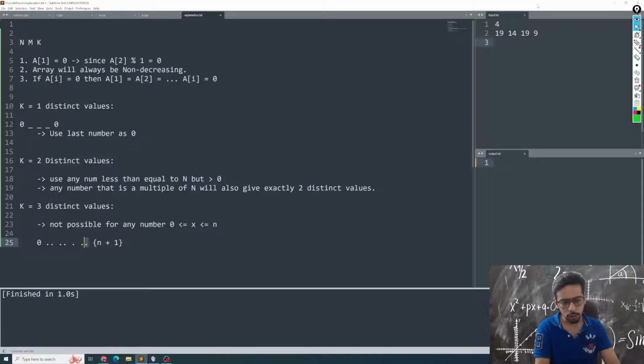So n plus 1 modulo n is going to be 1, and then this array will be, this one is simple. Till you get 1 mod 1, it will stay a 1, and finally 1 mod 1 will be 0, rest all will be 1. So this is exactly 3 distinct values. How about n plus 2?